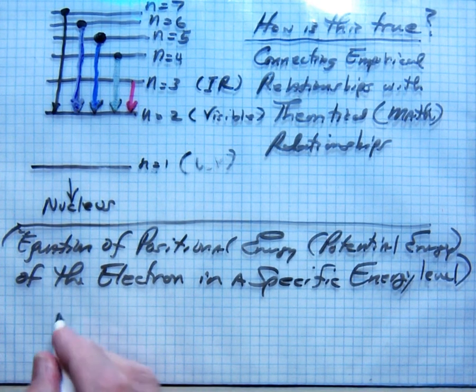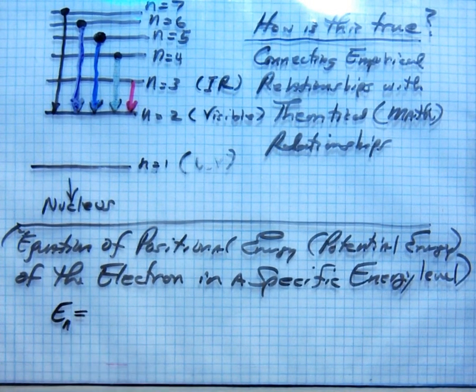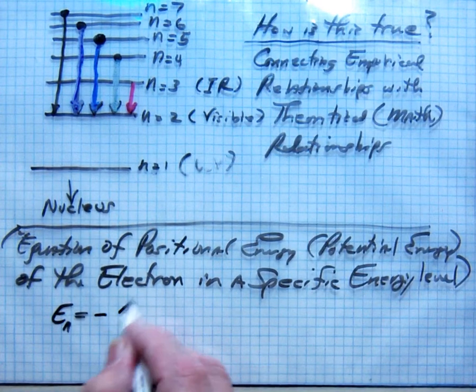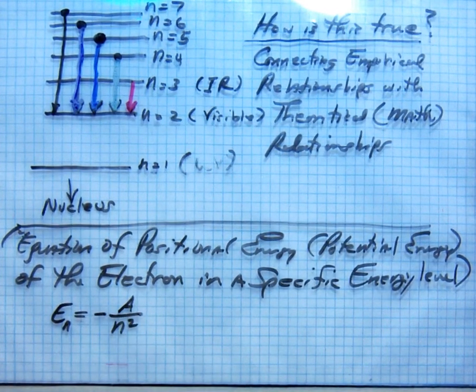A potential energy content of the electron while it's living in that ring. The equation we call En, which means the specific energy level you want to talk about. Now, the electron gives up energy as it moves down, so this is going to be an exothermic process. That's why I'm going to use negative A over n squared. That is it.